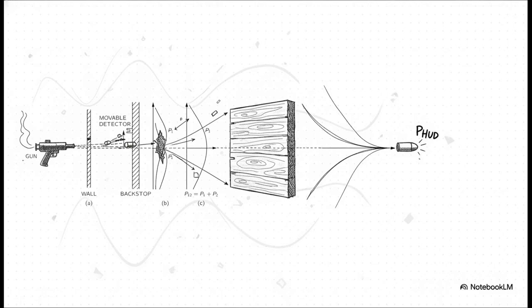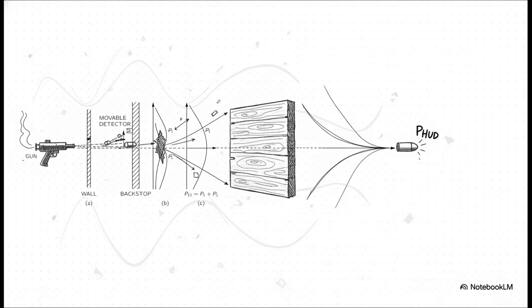Beyond that is a wooden backstop and a movable detector to catch the bullets. Let's assume these are completely indestructible bullets. They cannot break in half, they always arrive as whole, distinct lumps, and they arrive exactly one at a time. If you hear a thud in the detector, you know you caught exactly 1 complete bullet.